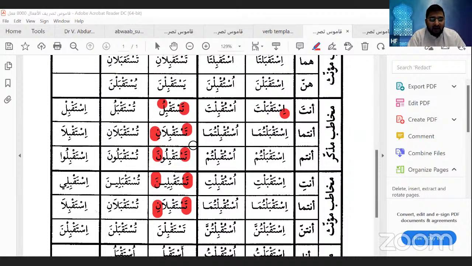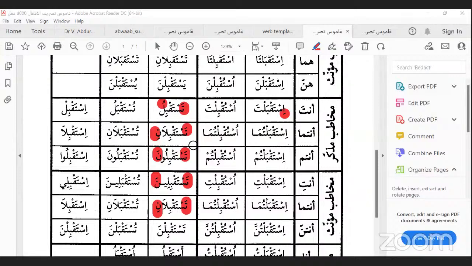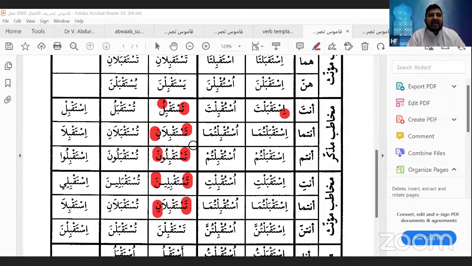Now, for istikhara, yastakhiru, the imperative is slightly different because it's got a ya, which is a weak letter. I'll do it for you just to make you familiar. I don't expect you to learn this yet. The imperative of istikhara, yastakhiru is istakhir. When you want someone to do istikhara, istakhir. Istakhir, istakhira, istakhiru, istakhiri, istakhira, istakhirna.